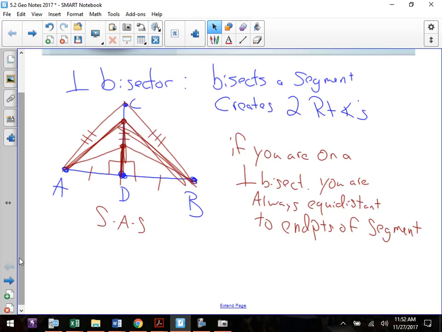Now, don't worry, we're not going to do proofs with this, but we will want to, so we can say this a couple ways. If you're on the perpendicular bisector, you can always do this in the segment. Or if you're equidistant to the endpoints of the segment, you are on it. Exactly. You can say it forward and backwards. Okay? It's one of those what we call a biconditional statement. It's true going either direction. Okay?